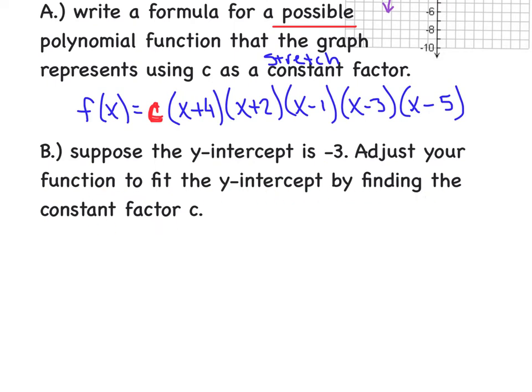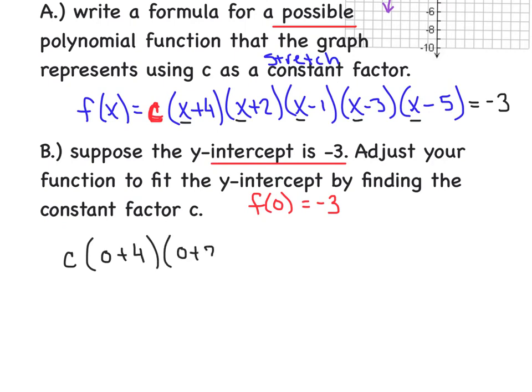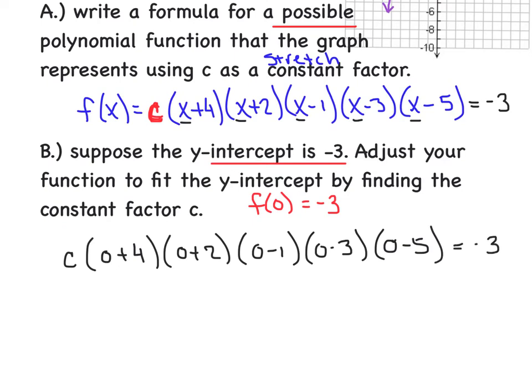Well, what we know, when we said that the y-intercept was going to be -3, what we're really saying is that f of 0 has to equal -3. So I'm going to substitute a 0 for each of these x's, and I'm going to set the equation equal to -3. And by the time I do that, I can solve for c. So check it out. This is what it might look like. c times the quantity 0 plus 4, times the quantity 0 plus 2, times the quantity 0 minus 1, times the quantity 0 minus 3, and times the quantity 0 minus 5, and the product has to equal -3.